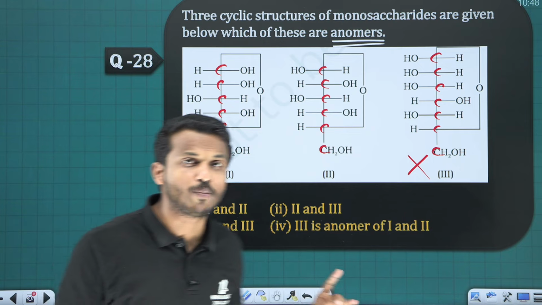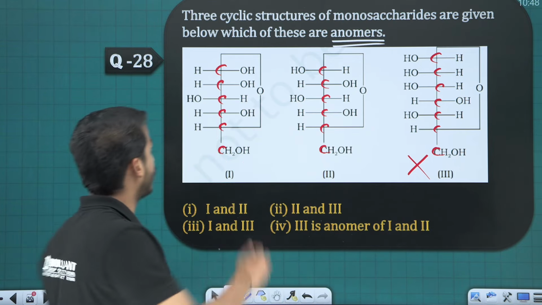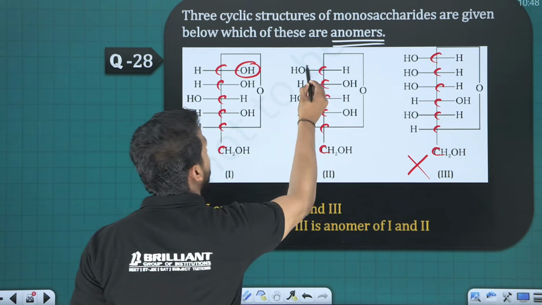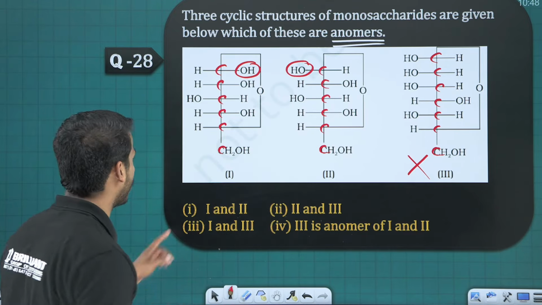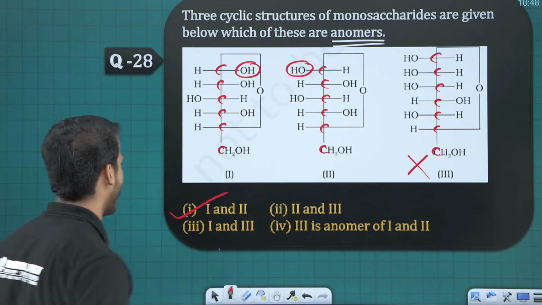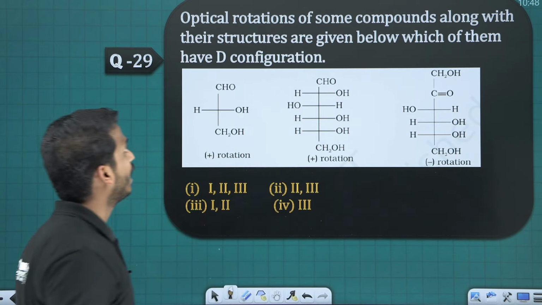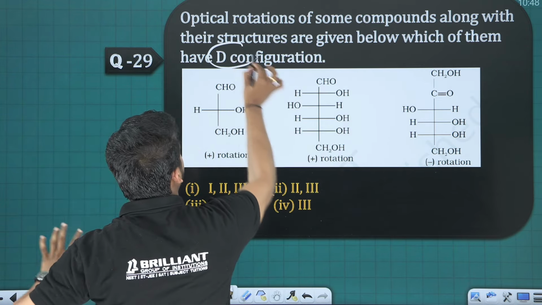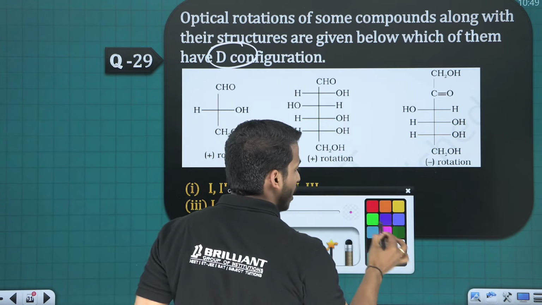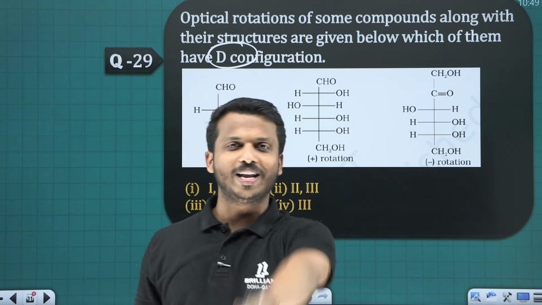And what is the condition to become anomer? Only 1 carbon configuration is different. You check it all. This carbon OH right, this carbon OH left. Rest of all groups are same. So we can go with 1 and 2 are anomers. Next one, optical rotation of some compounds are given here. Which of the following has D configuration? Dear all, if you want to check whether it is D or L configuration, very simple.